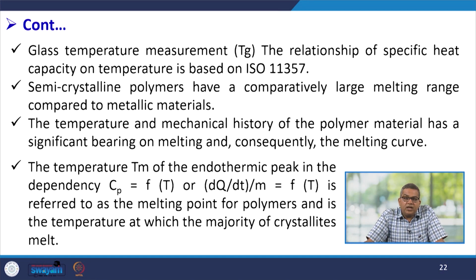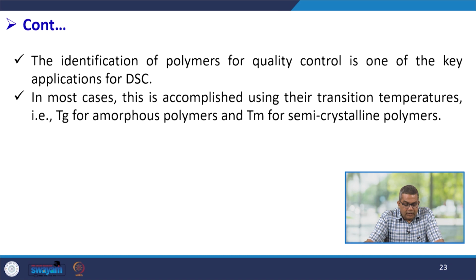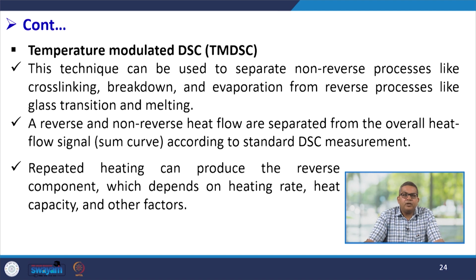So, the temperature Tm of the endothermic peak in the dependency, Cp as a function of temperature and dQ over dt over m as a function of temperature, is referred to as the melting point for polymer, and is the temperature at which the majority of crystallites melt. The identification of the polymer for quality control is one of the key applications of DSC. In most cases, this is accomplished using the transition temperature, that is a glass transition for the amorphous polymer, and melting temperature for the semi-crystalline polymers.